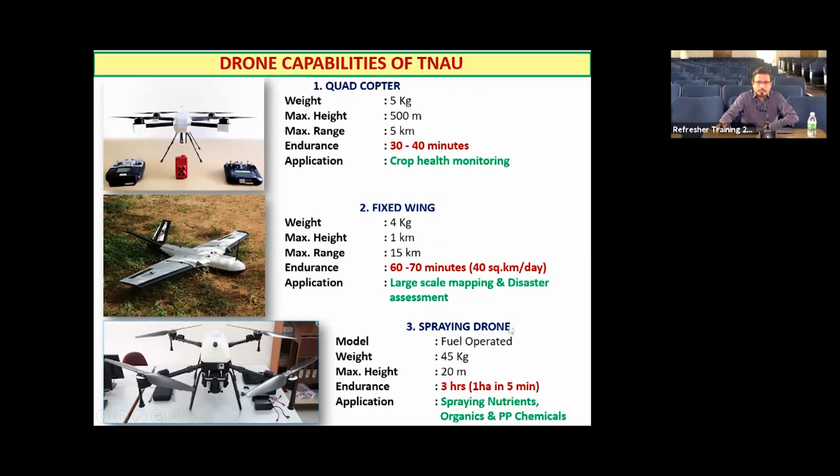Now we have spraying drones, which is fuel operated, weight of 45 kg. It can fly up to a height of 20 meters for 3 hours. And we use these drones for spraying nutrients, then organics and plant protection chemicals, pesticide, herbicide and fungicides. These are all the facilities available with this department.